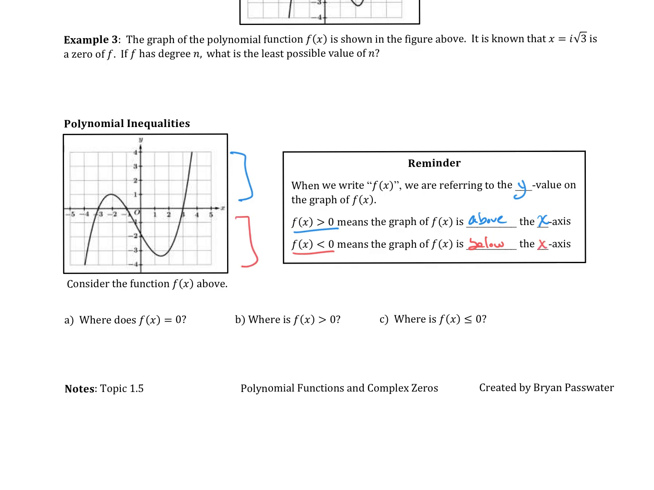So f of x is equal to 0. So when does this thing cross or touch my x-axis? At -3 and -1 and 3. All right, so it touches right there. And so where is f of x greater than 0? So that basically means what? Above the x-axis. So when is it above the x-axis?